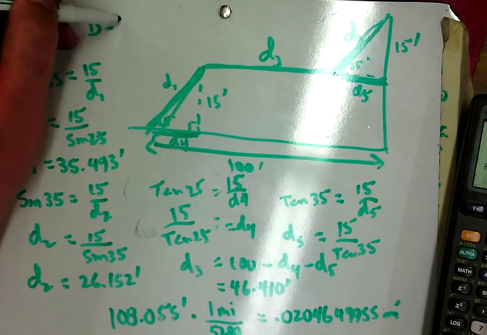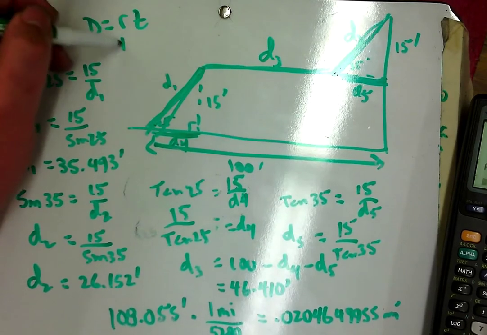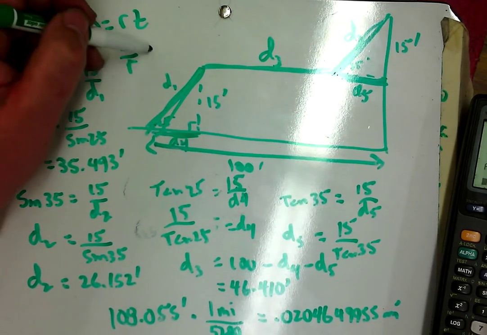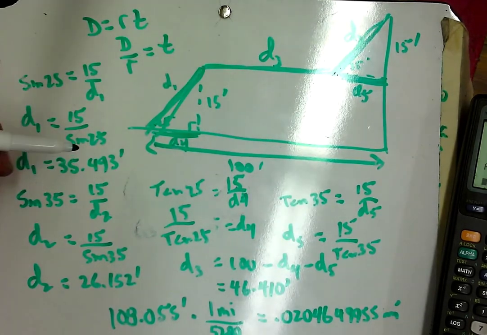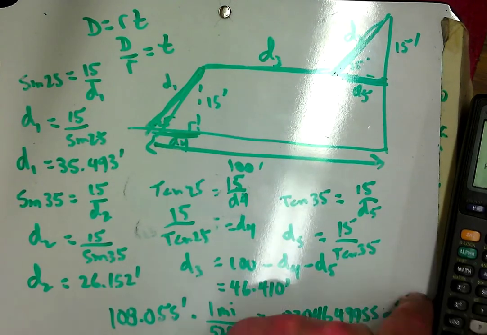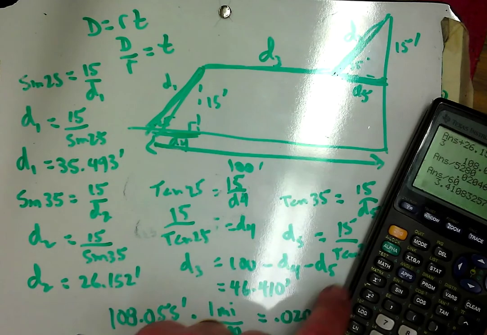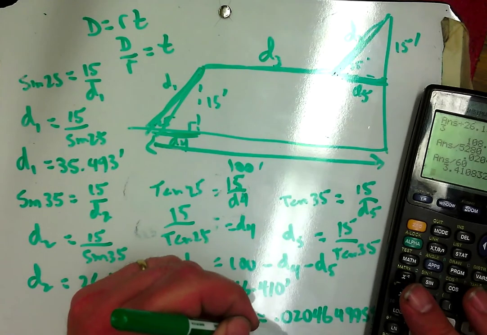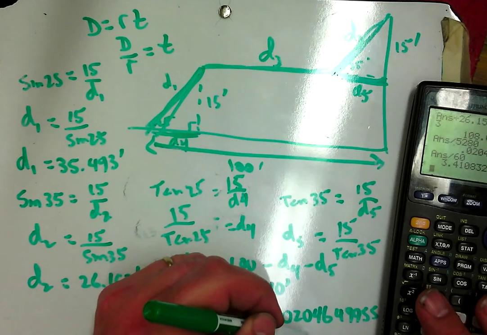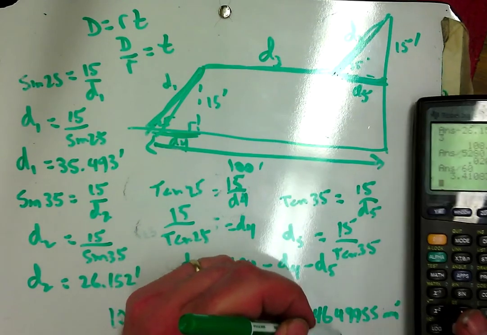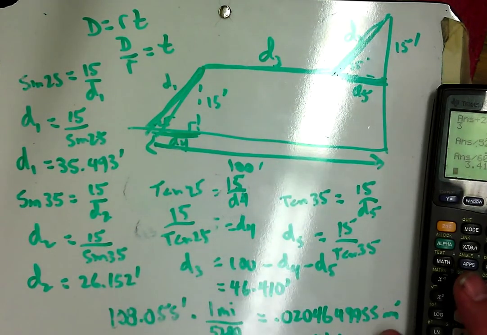And we're going 60 miles an hour. Remember that distance equals rate times time. So if we take the distance and divide by the rate, we get the time. I'm going to take this distance and divide it by the rate of 60 miles per hour, divided by 60, and I get 0.000341 hours.